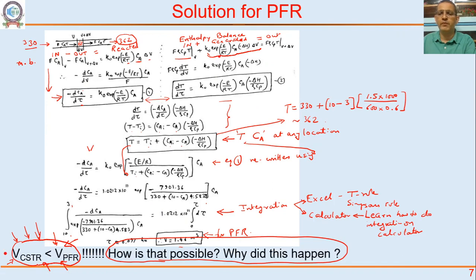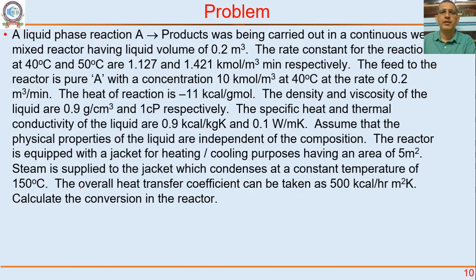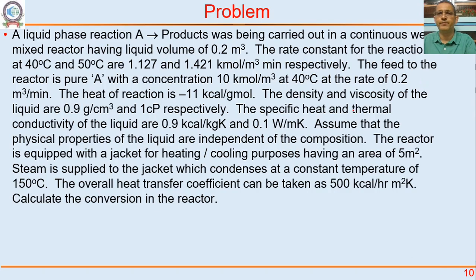What is not known? There is only one additional term. That earlier was an adiabatic reactor, whereas this now is a reactor where heat is being transferred in the jacket. So if I write the material balance: flow rate Ca in minus Ca out, in minus out must be equal to what is reacted, K naught exponent of minus E by R T naught into Ca naught into V. Okay, first order reaction.